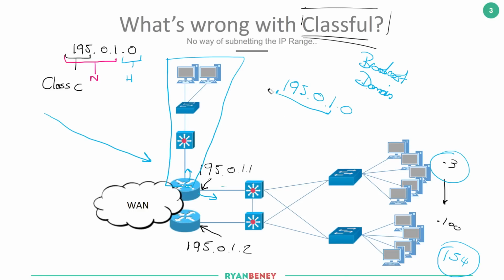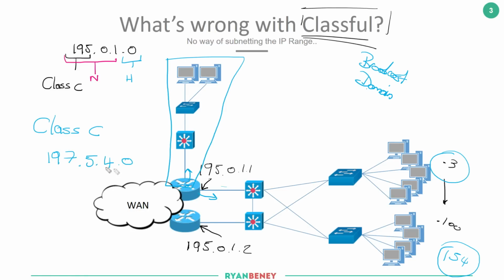So what we would need to do at this point is actually go to our ISP, our service provider, and ask for another class C range. And sure enough, if we pay them enough money, they'll give us another IP range. Let's say they give us 197.5.4.0, and then we can use this IP range to assign inside this network. But what we've noticed here is we've wasted 154 IPs here, and we're going to waste a lot more IPs in this network.